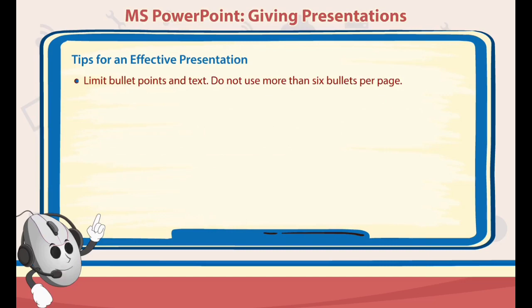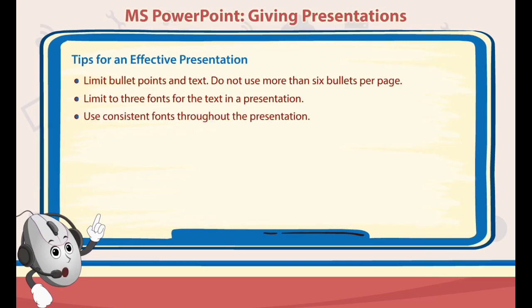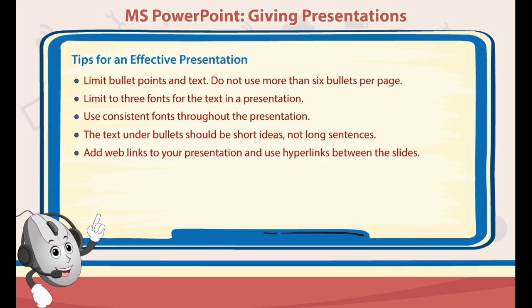Do not use more than 6 bullets per page. Limit to 3 fonts for the text in a presentation. Use consistent fonts throughout the presentation. The text under bullets should be short ideas, not long sentences. Add web links to your presentation and use hyperlinks between the slides. Prepare the introduction and conclusion.